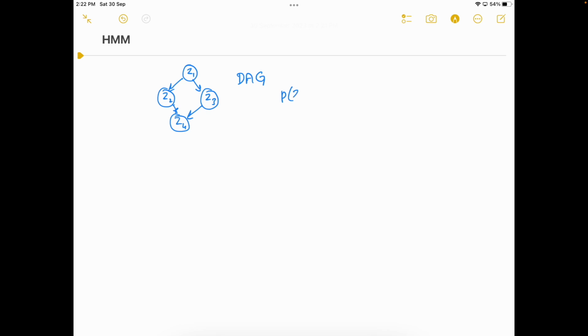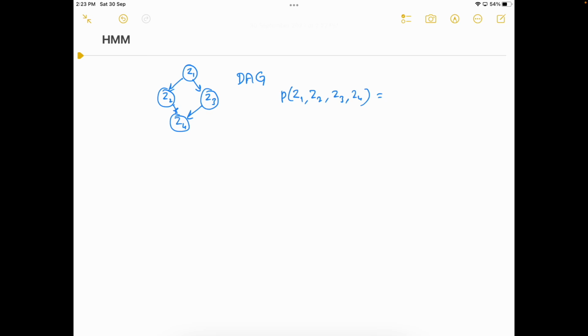In general, it is probability of Z1, Z2, Z3, Z4. But for this case, it will be, yes, who would like to tell? P of Z4 given Z2, Z3, Z2 given Z1, Z3 given Z2 and Z1. Yes. Good. So you start from anywhere. It's P of Z1, P of Z2 given Z1, P of Z3 given Z1, P of Z4 given Z2, Z3. Right? That is the DAG.